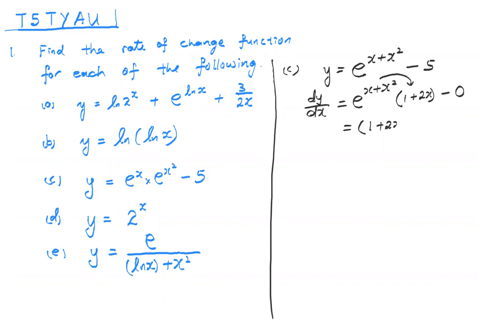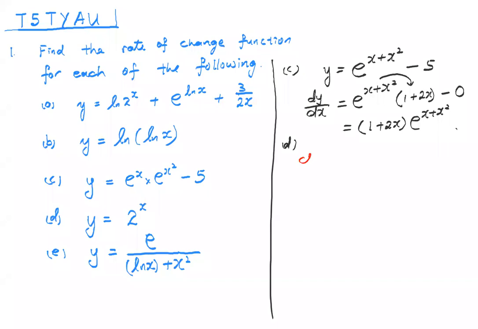Are you okay? This one everyone should be able to do. Yep. So let's go to part D. Okay. So for part D, there's something very important that you have to remember. We only know how to find the rate of change of exponential term, that is base e. Any other base, you must change to base e.